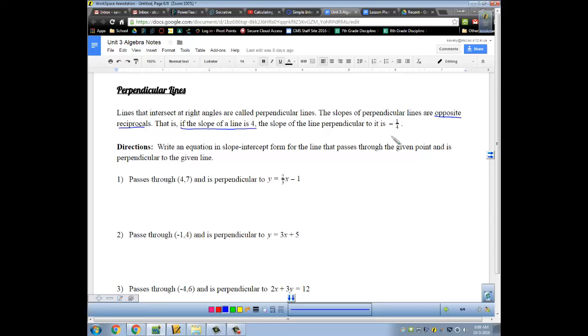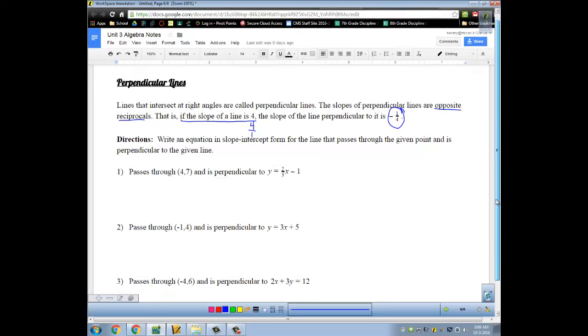We're going to change the sign, and then that's really 4 over 1. So we're going to flip that fraction. So the new slope of the perpendicular line is going to be negative 1/4. So change everything. Change the sign. So if it's positive, make it negative. If it's negative, make it positive. And then flip your fraction. So if it's a whole number, just put it over 1 and then flip that.